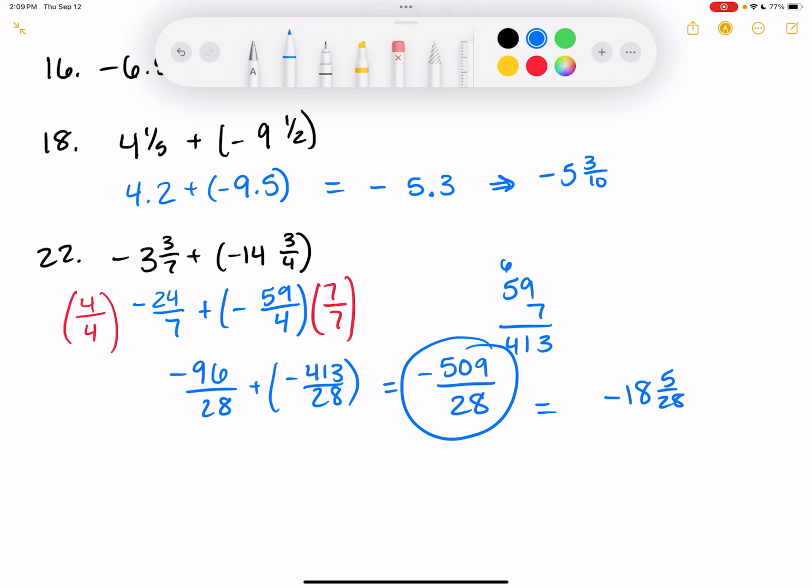On the one side you multiplied times 4 over 4, and on the other side times 7 over 7. How did you get those? I just did that to get a common denominator. Since this one had a 4 on the bottom, I multiplied this by 4. And since this one had a 7 on the bottom, I multiplied this by 7, because I knew those numbers would give me a common denominator. Any other questions on that one?